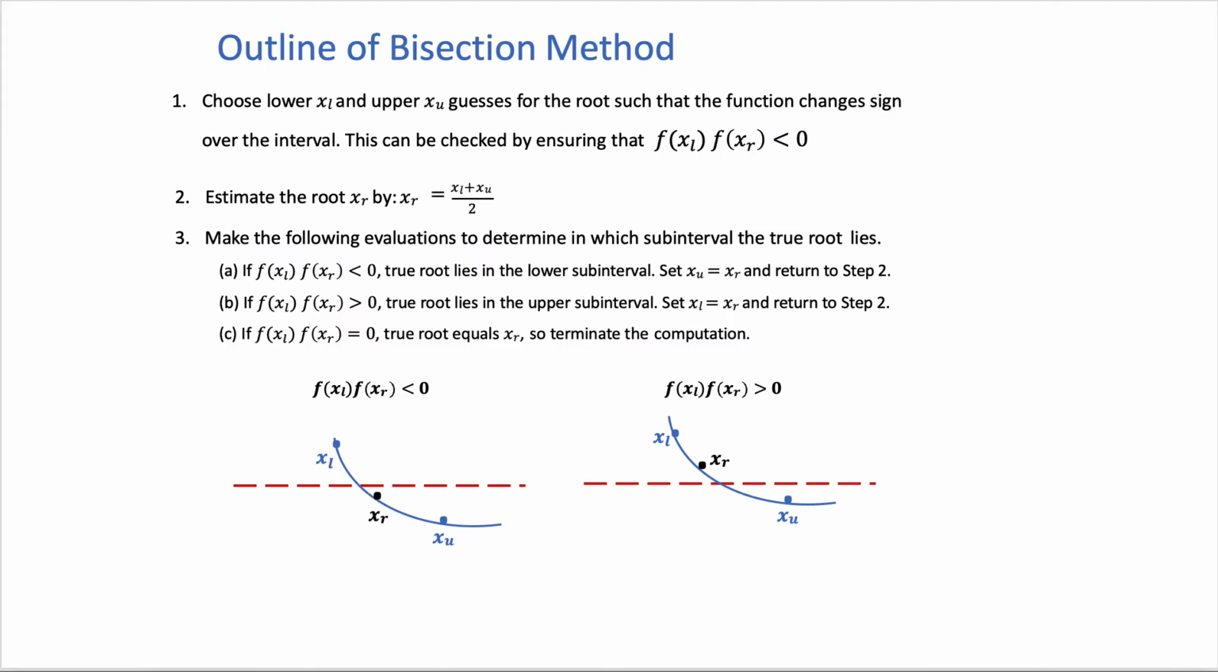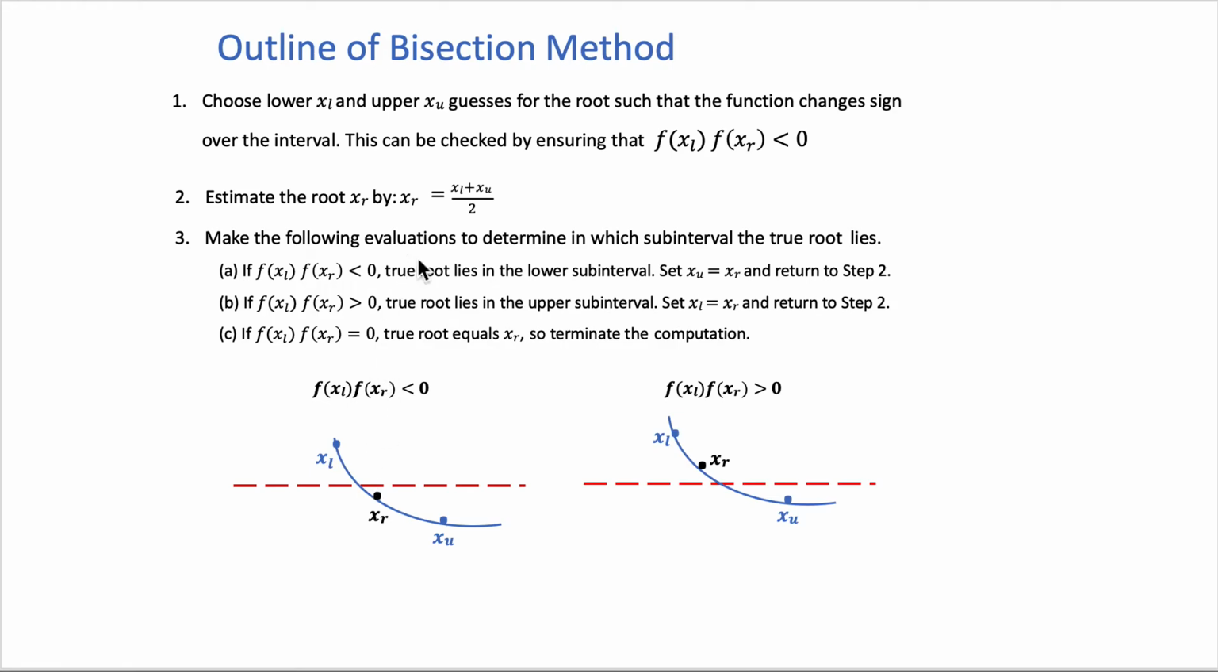So let's look at the very basic closed, bracketing method called the bisection method. Once again, we start with the lower xl and the upper xu guesses for bracketing the interval. Then we estimate the root to be right in the middle of these two points. If we take x lower plus x upper and divide by 2, we end up with an estimate of the root right here.